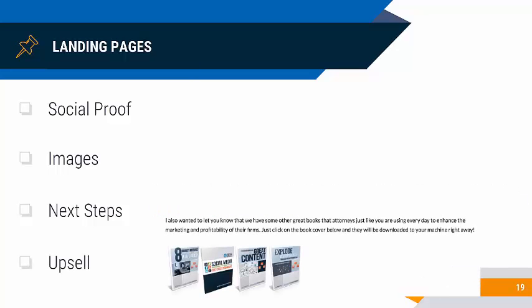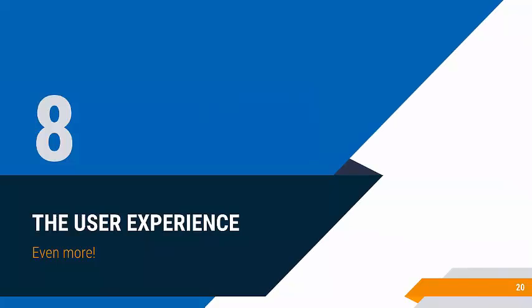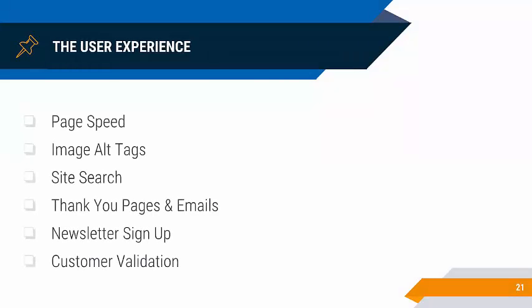Keep it simple. And then, like I promised at the beginning of the webinar, I'm going to tell you how you can get even more information on the user experience. And this includes things like, what's your page speed like? Do your images all have alt tags? Are you using site search effectively? What do your thank you pages and emails look like, and how can they be improved? What does your newsletter sign up page look like? What does your customer validation look like? All of these things are a huge part of the user experience, and they need to be reviewed and answered.